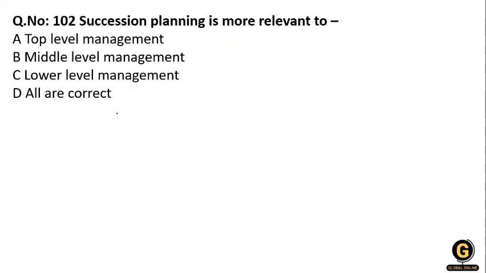Next question, which is 102. The succession plan is more relevant to top level management, middle level management, lower level management, and all are correct. So what will be the right answer? The succession plan is related to what? The succession plan is a process you use to identify the replacement for high level positions. It helps increase the availability of candidates prepared to fill the critical role when your senior leader leaves or retires. So here the succession plan is related to your top level management. So option A is correct over here.